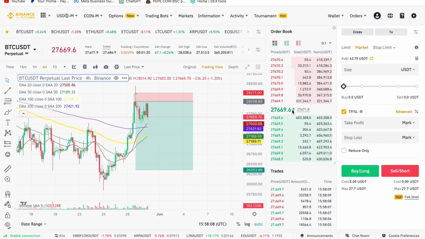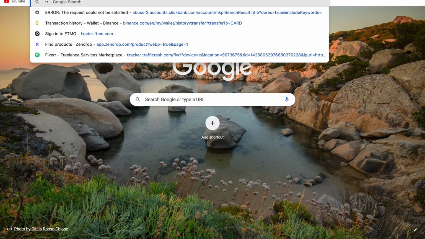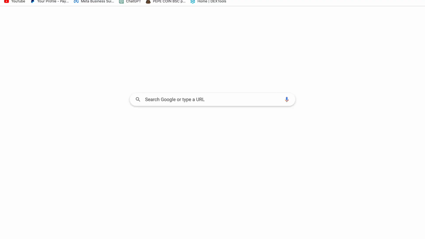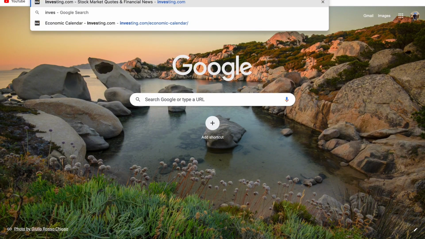Anytime you are going to enter a trade, you can go to TradingView here. You have TradingView, then you use it for technical analysis. Then we also have investing.com. On investing.com, you can get your fundamental analysis.